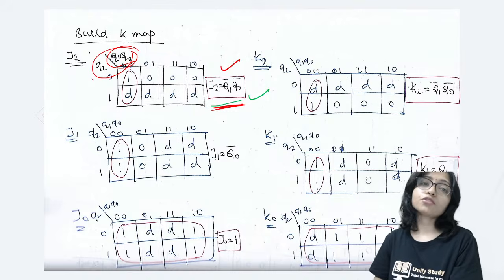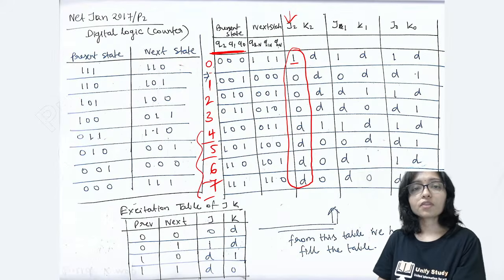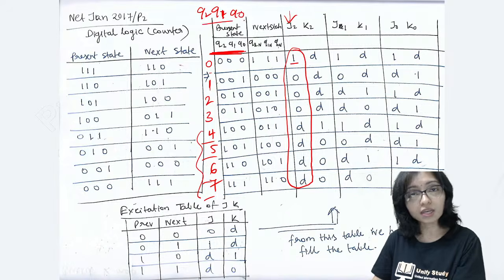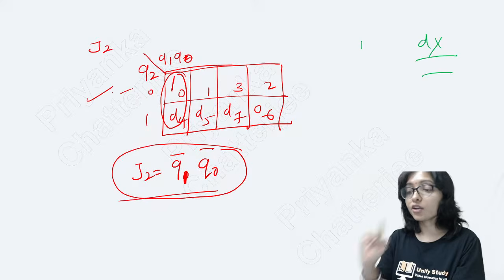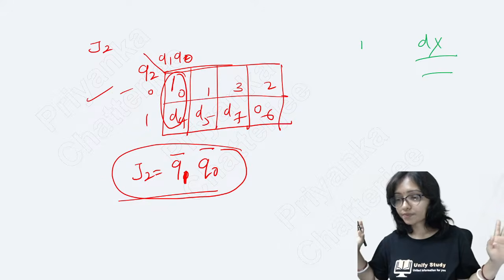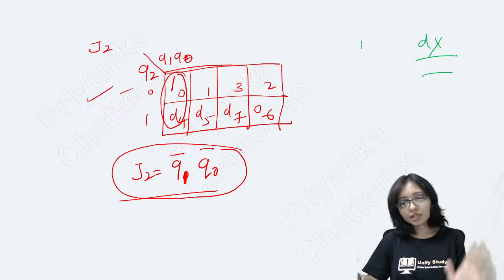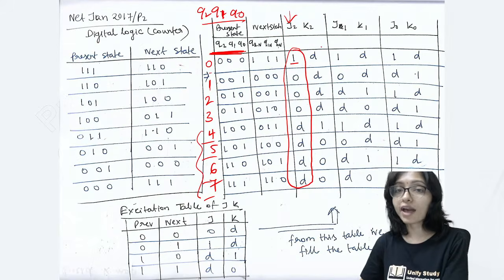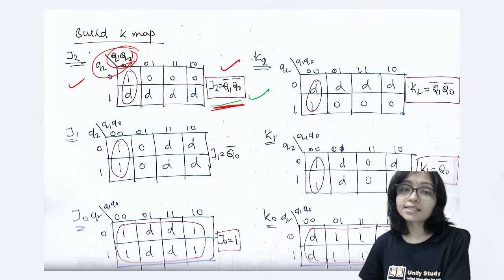That's why you have to fill in this sequence. Whatever sequence you have written, only if you do the K-map in that sequence will the answer be correct. Otherwise the answer will be wrong. Clear? The same way you have to get K2, J1, K1, J0, K0. The answers will be this one.